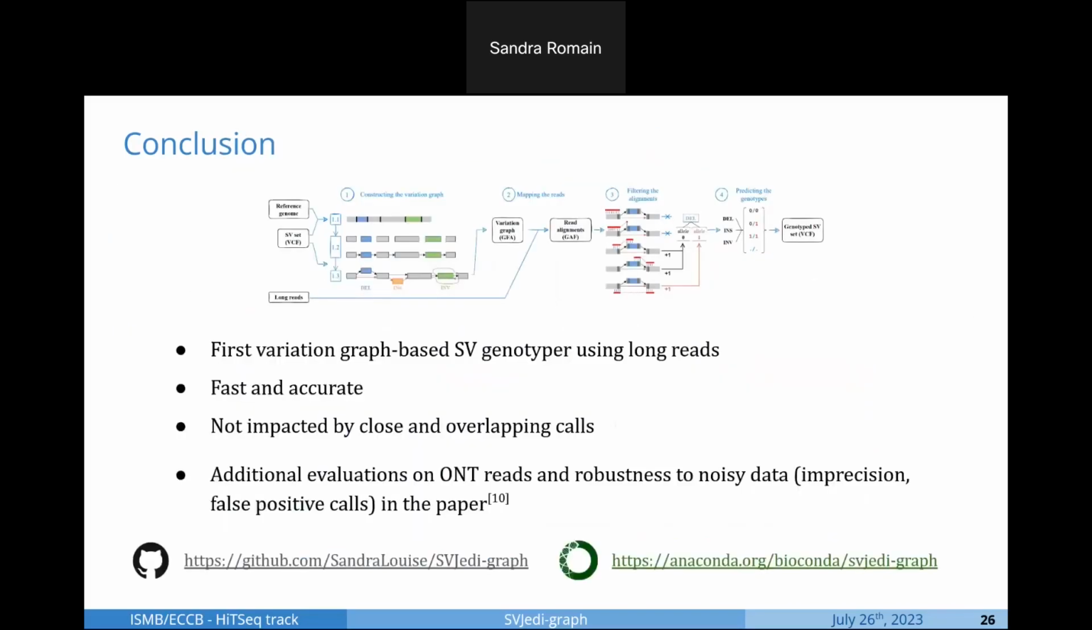To conclude, I presented here the first variation graph-based SV genotyper that uses long reads to genotype the variants. Our method is fast and more accurate than the state-of-the-art long-read genotypers. We showed that, in contrast to the state-of-the-art tools, our method was not impacted by close and overlapping calls thanks to the use of the variation graph representation. If you're interested, we also present additional evaluations of our method on ONT reads and on its robustness to noisy data in our paper.